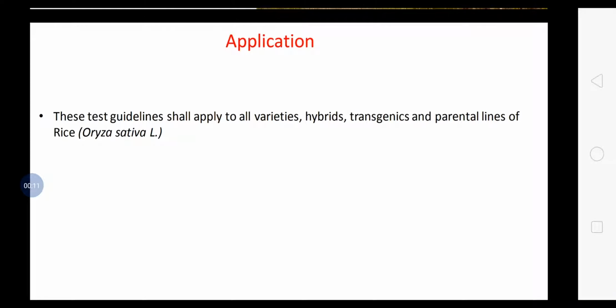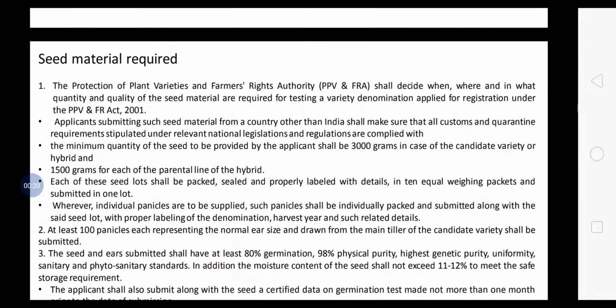In this video, I am going to talk about DUS testing guidelines for rice. The application of this testing may be applied to any of the varieties, hybrids, transgenics and parental lines of rice. The whole procedure is developed by the Indian Institute of Rice Research, which is located at Hyderabad. Let us see some of the prerequisite things for DUS testing.